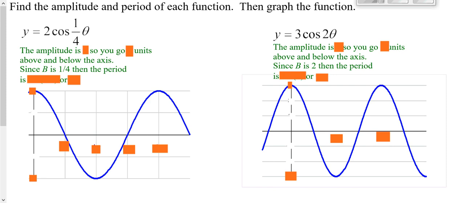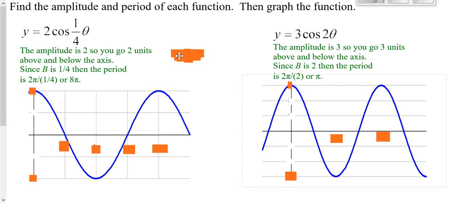So why don't you see if you can quickly do these, finding your amplitude and your period. So here we get an amplitude of 2. We have a b value here, so it's going to be 2 pi over b, so we get 8 pi. Over here we get an amplitude of 3 because that's what's in front. We have a 2 in front, so it's going to be 2 pi over 2. It's only going to be half as long, so it's pi.